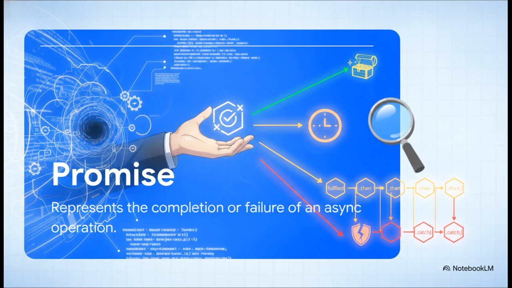By returning a promise, we can flatten our code, chaining asynchronous operations sequentially using .then methods, and we can catch any errors neatly at the very end of the chain with a single .catch.